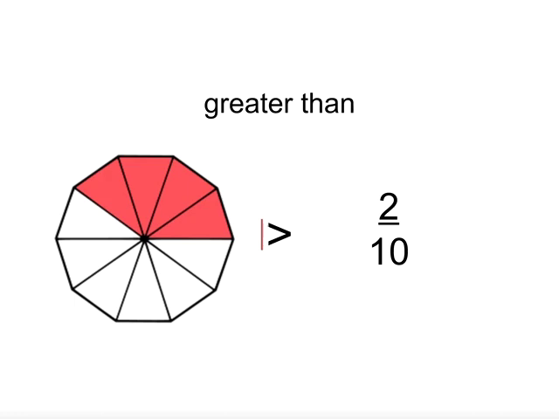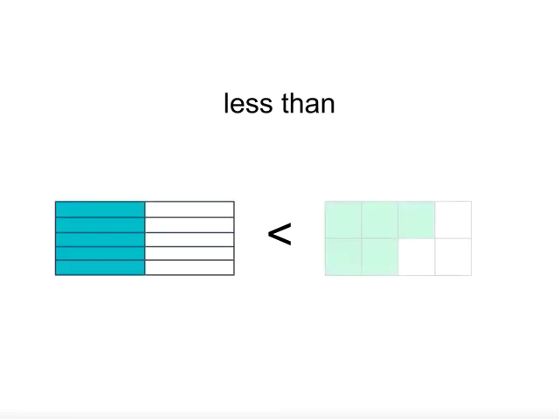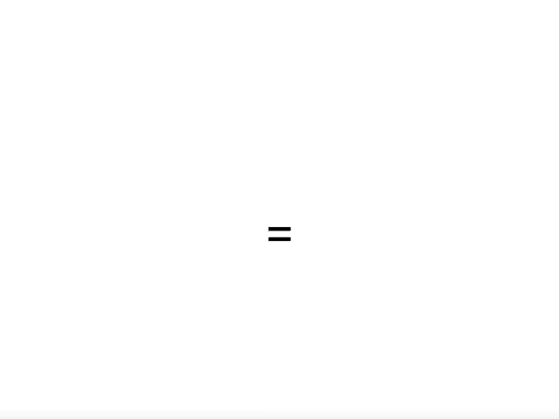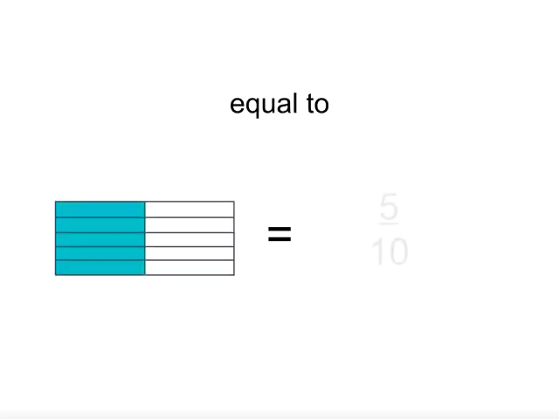We can remember that the larger opening of the arrow is on the larger value side, and it points towards the smaller value. Now we have less than. So 5/10 is less than 5/8. Remember, our arrow points to the smaller value. We also know equal to. This means both sides are the same value. So 5/10 is the same as 5/10.